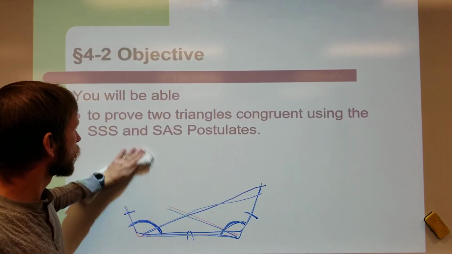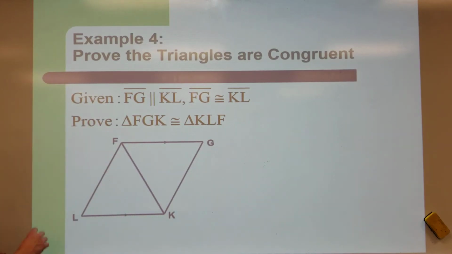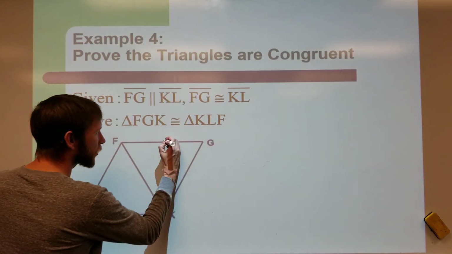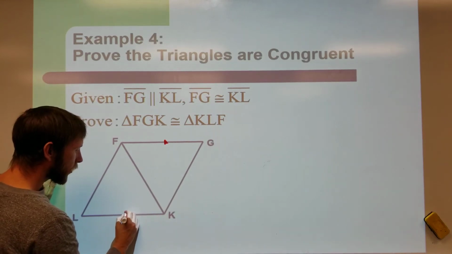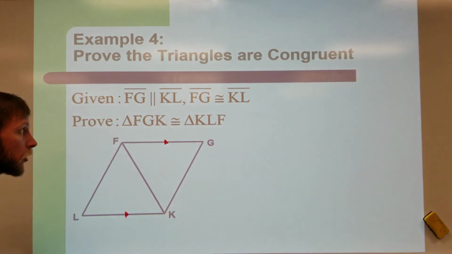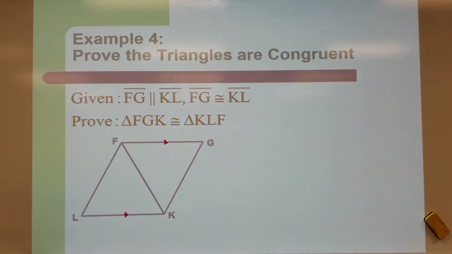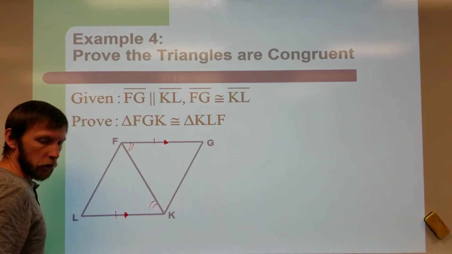All right, let's do this last one. You're going to see this picture quite a bit over the next few weeks. Given that line segment FG is parallel to line segment KL, it's marked in the picture, you can't see it very well, but there's my little triangle saying that, hey, these are parallel. Parallel lines, immediately: corresponding angles congruent, alternate interior angles congruent. Look for those. And then we're also told that FG and KL are not only parallel, but they're also congruent to each other. Yay. Now, we know that by the alternate interior angles theorem, these two angles are congruent.